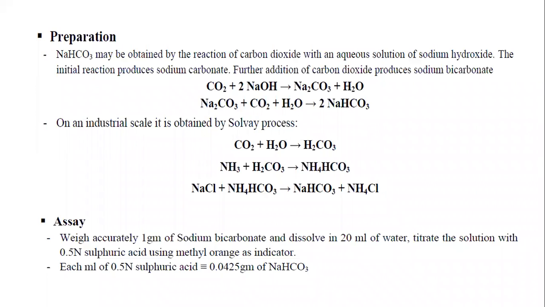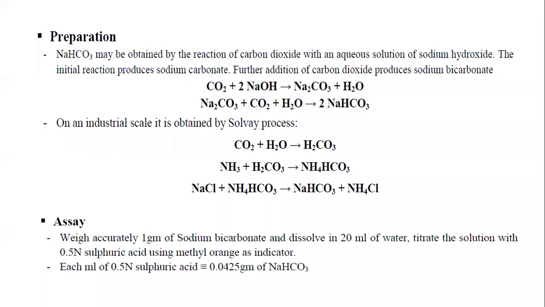Brine solution, that is sodium chloride, is saturated with ammonia to remove traces of impurities like magnesium and iron. The solution is filtered and passed through a tower called a carbonating tower. In this, it is allowed to come in contact with a current of carbon dioxide, and the tower is cooled to enhance the precipitation. This precipitate is filtered out and dried. The precipitate that you get is your sodium bicarbonate. So this whole process is called the Solvay process.